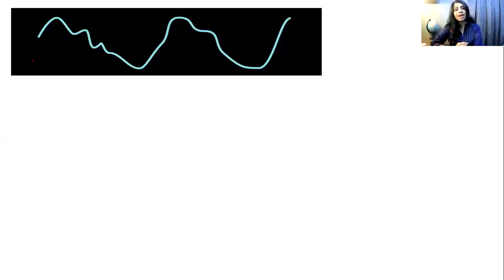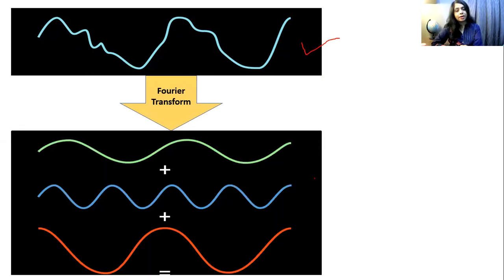Now suppose we have this signal, and we want to find out the original sinusoidal signals. That means we want to find out the original sinusoidal signals after adding, which gave us this. So for that purpose, we have to take the Fourier transform of this signal. When we take the Fourier transform of this signal, we will get these signals back. So this is an application of Fourier transform.